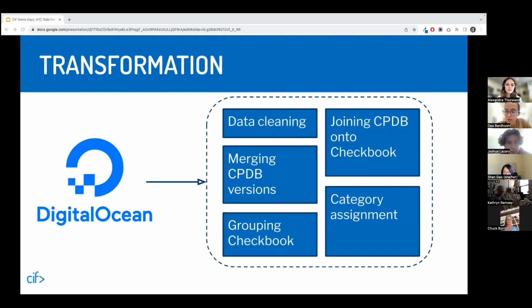Next, we had to transform the input data. So we pulled the input data sources down from DigitalOcean and applied the following transformations. First, we did some standard data cleaning, making sure that column names were standardized, followed by merging the historical versions of the capital projects database so that all the geospatial information would be accessible in one place. Next, we collapsed the Checkbook NYC data so that each row represented a unique capital project instead of an individual check. And after that, we took all the geospatial information from the capital projects database and joined it onto the matching capital projects in Checkbook NYC. Finally, we assigned every project a category using the same logic that we did in the capital projects database.